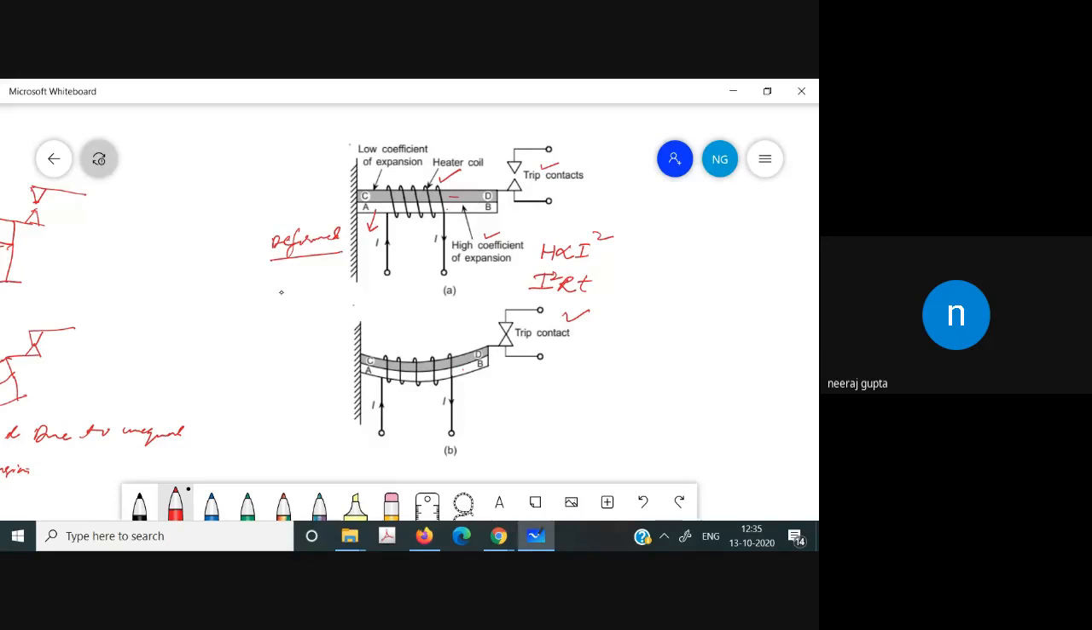So now, what is the application of this type of relay? Can anyone tell me what the application of this type of relay is? Anyone?